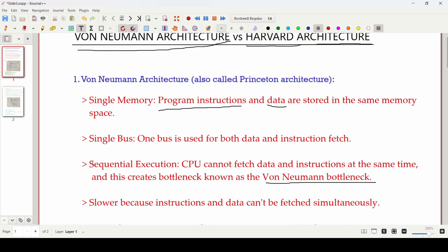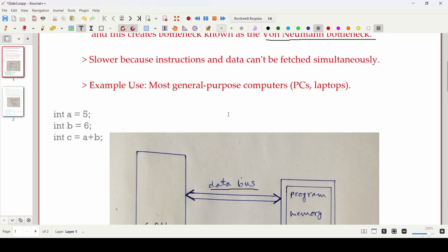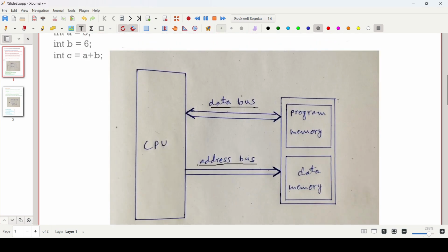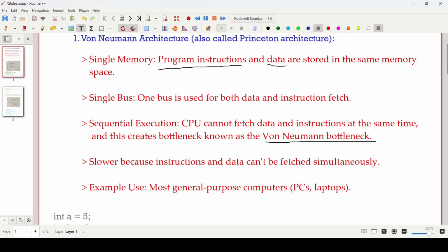So let's come to the third point, sequential execution. The CPU cannot fetch the data and the instruction at the same time, right? Because a single memory space is allocated for the program as well as the data. This outer box is representing the same memory block for both the program and the data. So the CPU cannot fetch data and instruction at the same time, and this creates a bottleneck situation, also known as the von Neumann bottleneck.